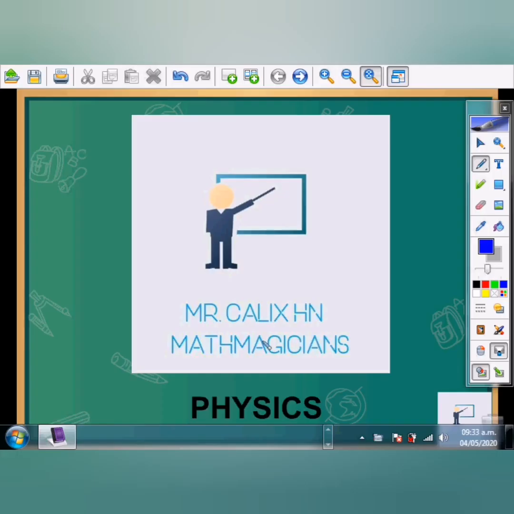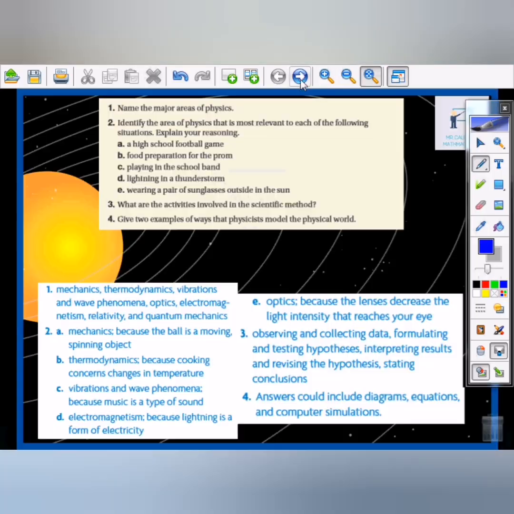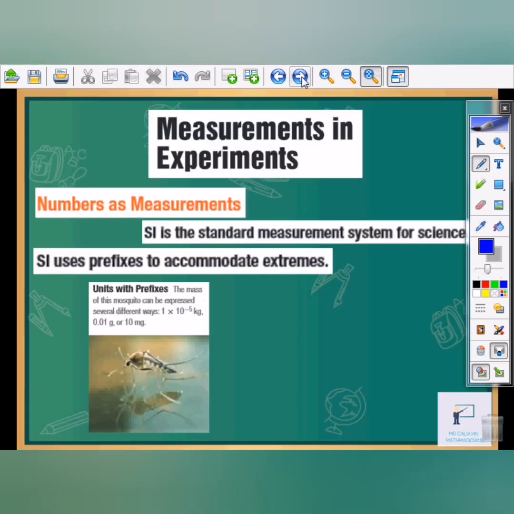From Math Magicians, and we will continue with our course of physics. As promised in the last video, the answers are going to be published here. Now, we will continue talking about measurements in experiments.